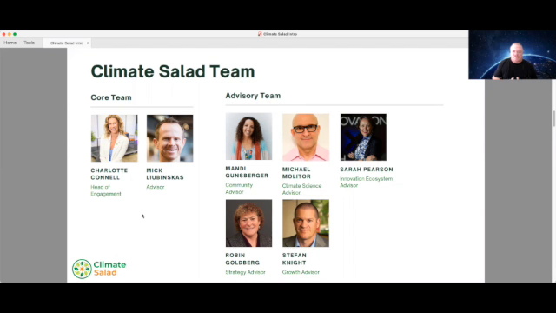So we've got Mick, who's the founder, and Charlotte, who manages the community, as well as Mandy, also helping out with the community. We've got Michael, and he's a climate tech scientist. So for the companies and the people that are members of ClimateSolid, we've got a real climate tech policy scientist on board, who knows more about climate than I'll ever know, with all of the initiatives going back decades. It's Sarah Pearson as well, advising, Robin as well.